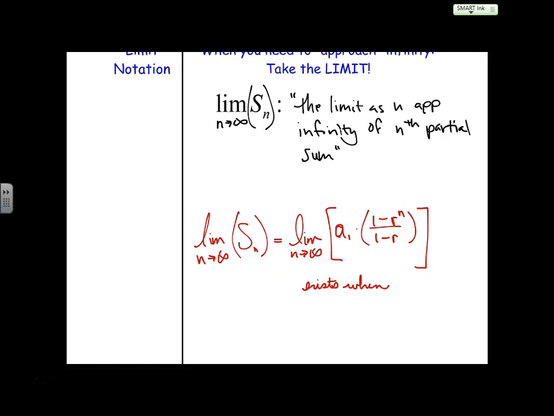We do need to think about when this will exist and when this won't exist, because R is a variable, R is unknown, right? What did we say about what's going to be true if this exists? Yeah, the magnitude of R is less than 1, hence R is in between -1 and 1. True, true, true.